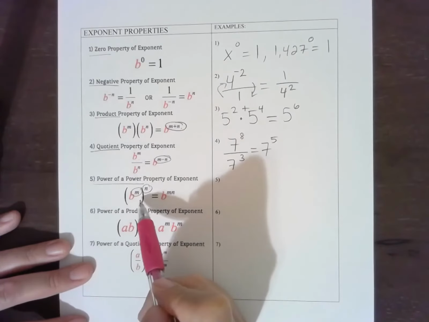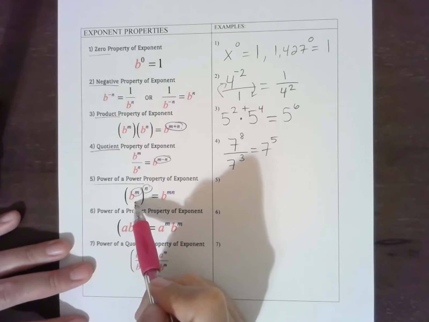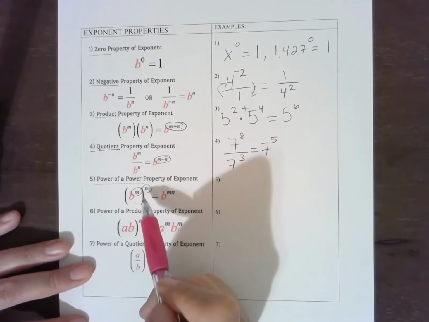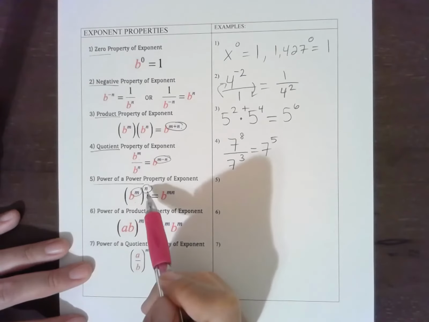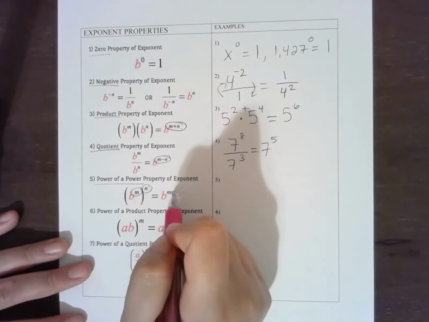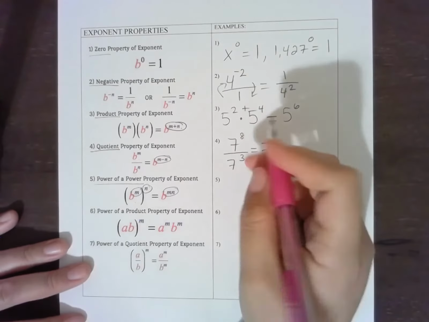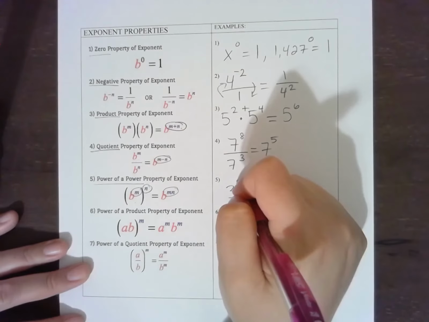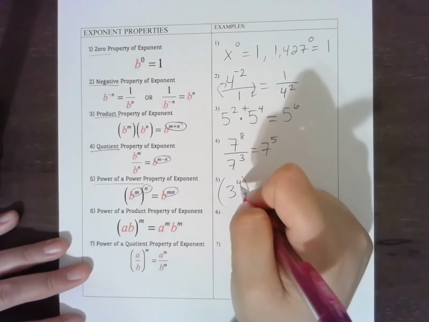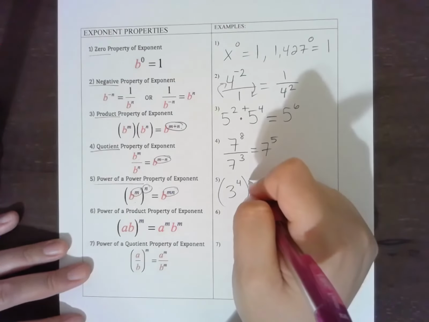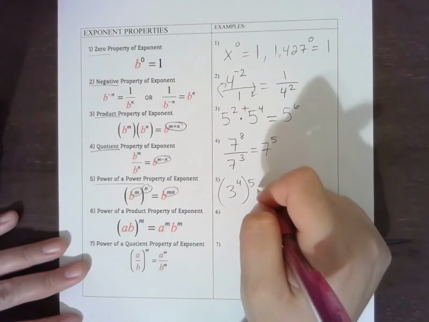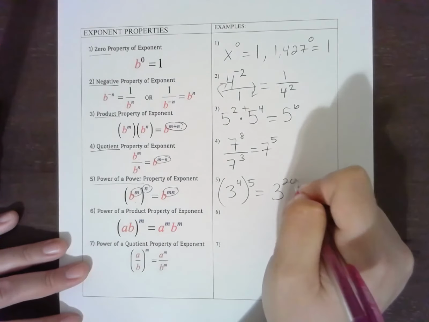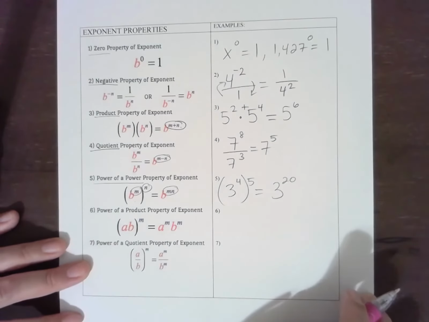With the power of a power, we just have one base, and that one base has an exponent, and then it's in parentheses, and then it's to another power again. So that's when we multiply those two exponents together. So let's say we have 3 to the 4th power, and then that's the first power, and then the power of a power, and let's say we have 5. So we're going to multiply 4 times 5. So 3 to the 20th power. 4 times 5 is 20.